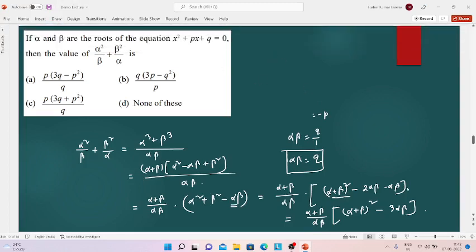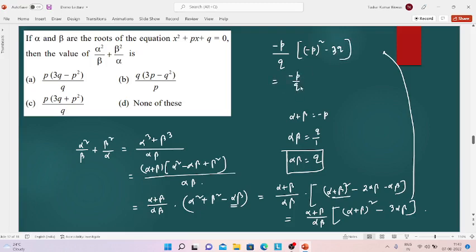So from there you can see that we can put the values. Here alpha plus beta will be minus p. So we can put minus p by q into minus p whole square minus 3q. So we will have minus p by q, and this will be p square minus 3q. So you can multiply this minus, and we will get p by q into 3q minus p square.